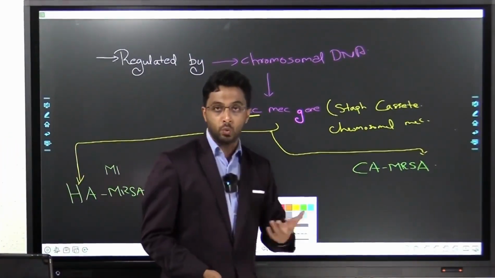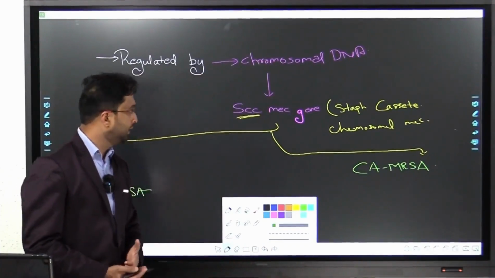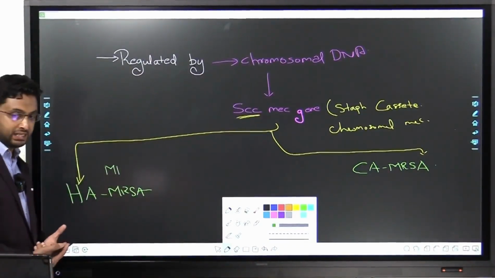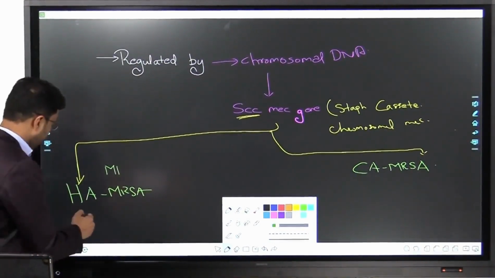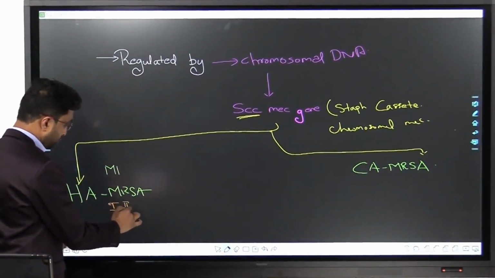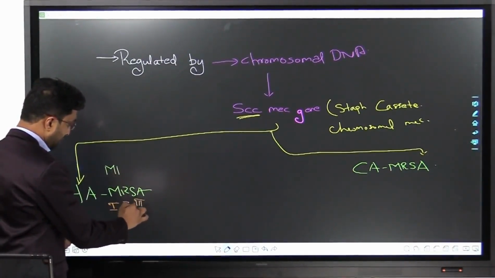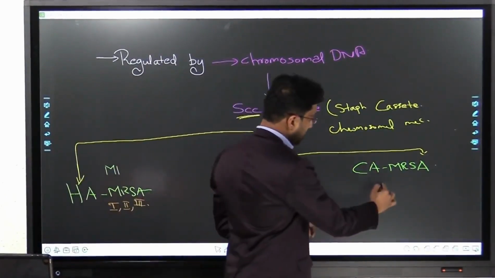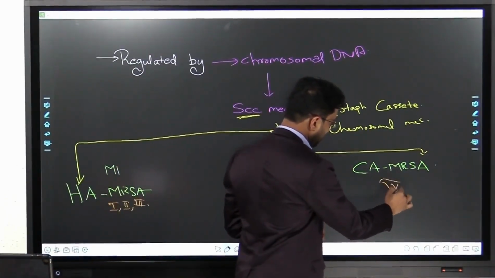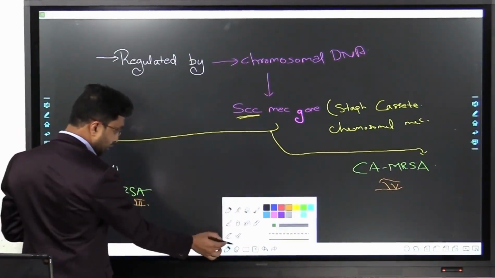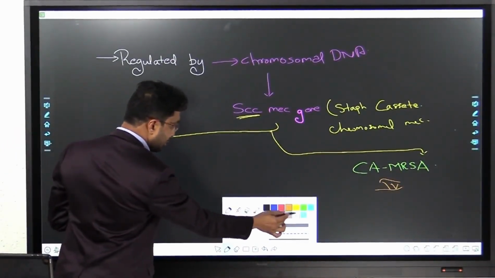It is community-acquired MRSA. What are the genes involved in hospital-acquired MRSA? It is the MEC gene type 1, 2 and 3. Whereas here it is type 4. And please note that hospital-acquired MRSA is much more dangerous.